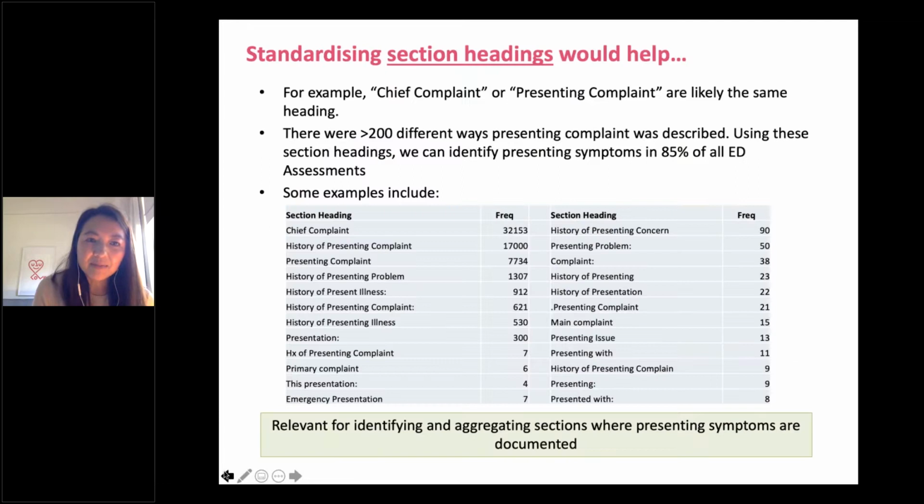What this one shows is that we wanted to look for presenting symptoms, and there were over 200 different ways that chief complaint or presenting complaint could be described. So we would have to aggregate all these different section names and group them together in order to identify, after those section names, all the presenting symptoms. This is the exploration that we've been doing in order to progress this work.